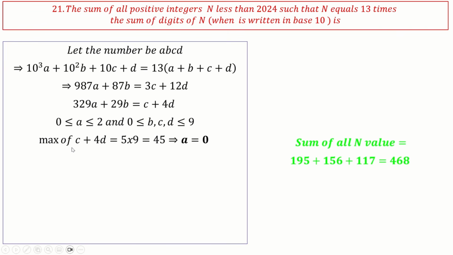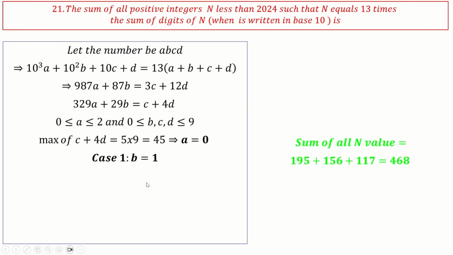Maximum of C plus 4D, this side is, C and D can be maximum 9. So 9 into 5, which is 45, which means even if A is 1 minimum, this is 329. It is more than 45. So it's not possible. So A has to be 0. Okay, so A is 0. So next condition. Now you have 29B equal to C plus 4D.